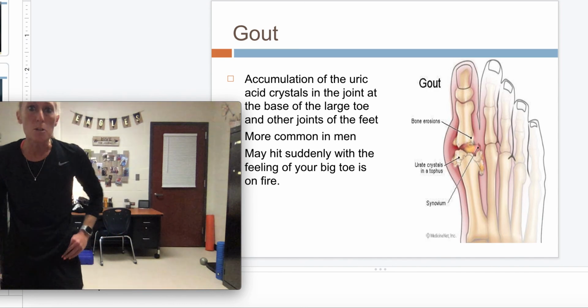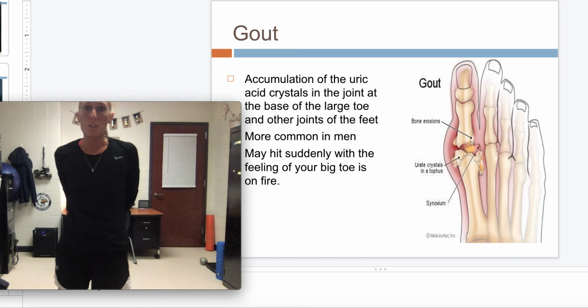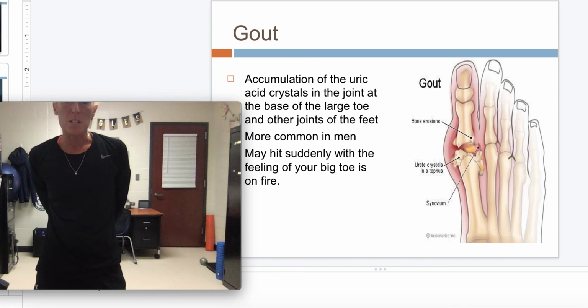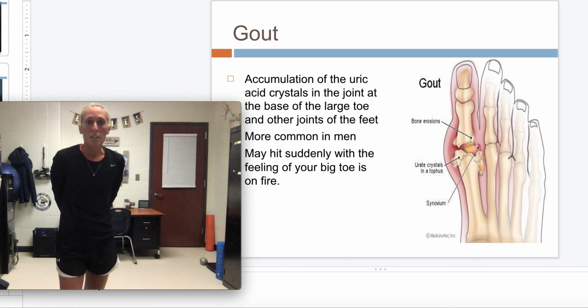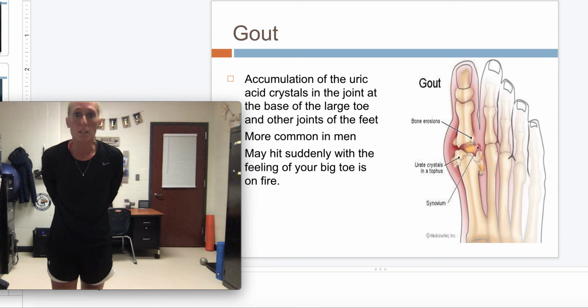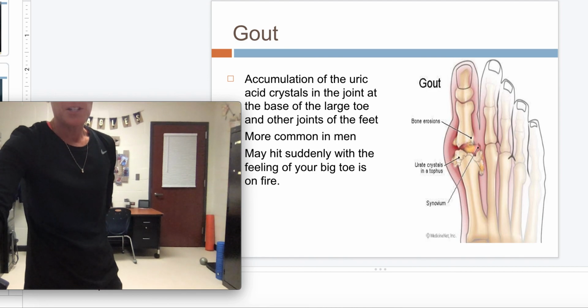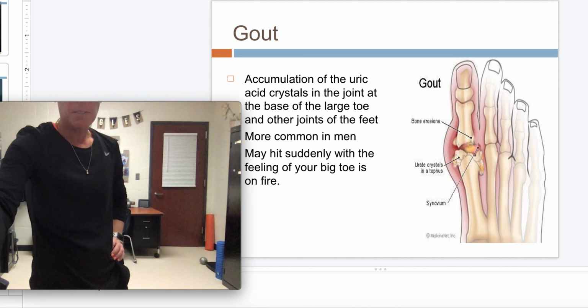Gout. Accumulation of uric acid that crystallizes in the joint at the base of the large toe and other joints in the feet. It's more common in men. It may come on suddenly, and it feels like your big toe is on fire. That is gout, an accumulation of crystals of uric acid.